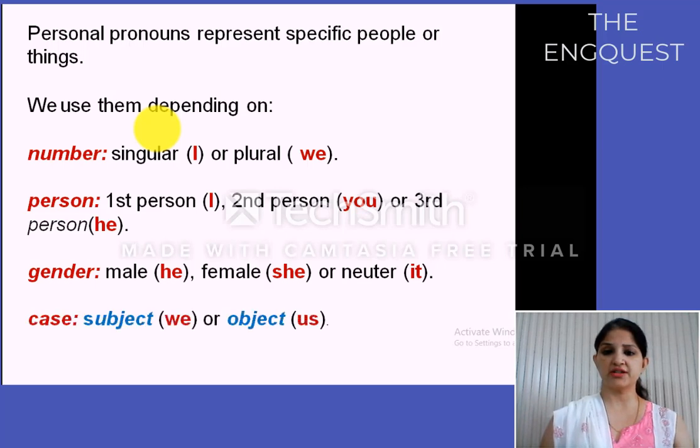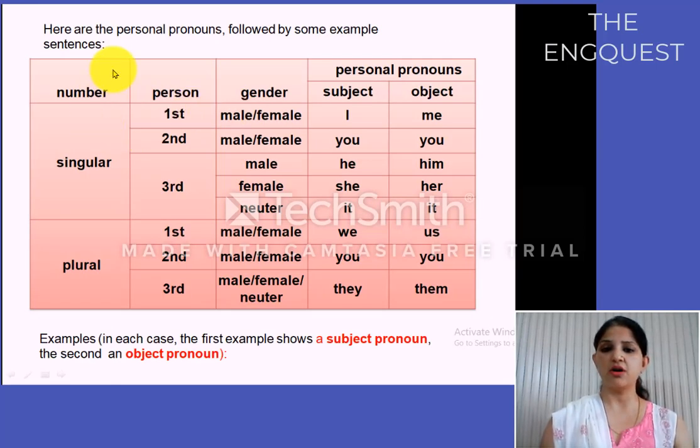We can also differentiate it on the basis of case. Like if we are using it as a subject pronoun, we use we for it. And if we use it for the object pronoun, we use us. Here in this table, you can see how the personal pronouns are used according to the person, gender, subject, and object. If we are talking about the singular pronoun, first person, who is the first person? First person is the person who is talking. A first person, male or female, uses the subject I and object me.